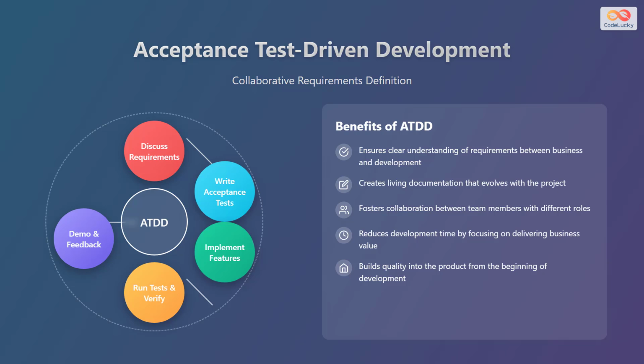Acceptance test-driven development, collaborative requirements definition. Acceptance test-driven development is a collaborative approach to defining requirements and creating acceptance tests before development begins. The process has the following steps. First, discuss requirements. Second, write acceptance tests. Third, implement features. Fourth, run tests and verify. And fifth, demo and feedback.